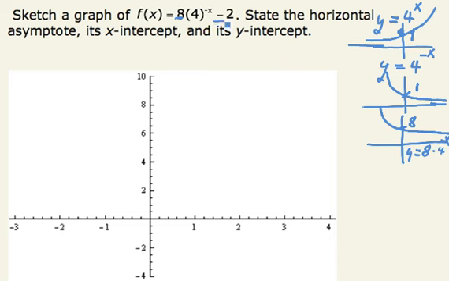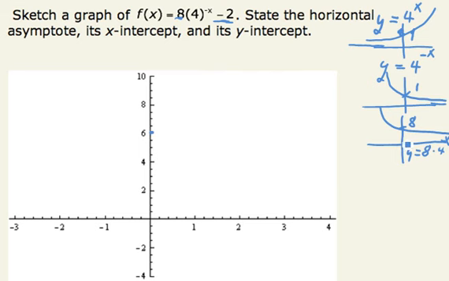Next step is to see what happens with the 2. The effect of the 2 is to take this graph, the one we just got finished with, and slide each one of the y values down 2 units. So the intercept was at 8. Now it is at 6. It has gone down 2 units. So that's the new y-intercept.